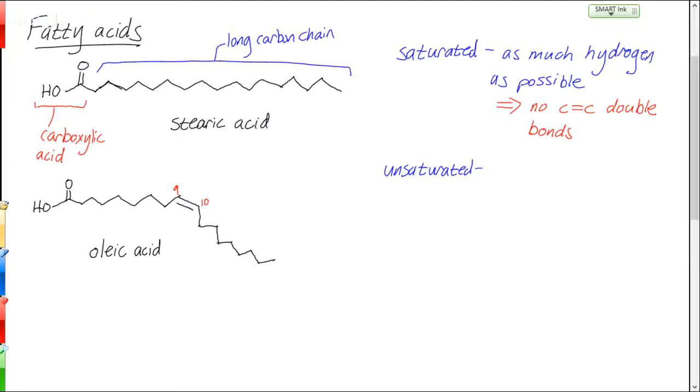So unsaturated fatty acids would have less hydrogen. And the consequence of that is they would have double bonds, specifically carbon-carbon, since carbon-oxygen double bonds are in all the fatty acids. All right, so a couple consequences of that.